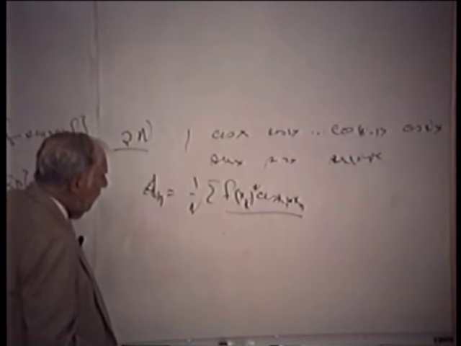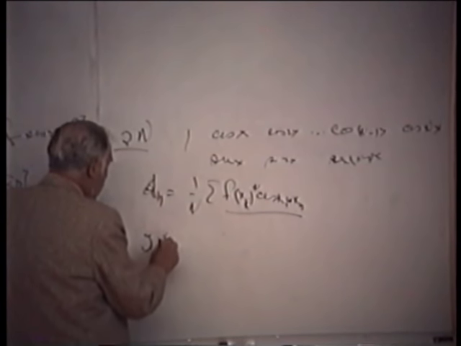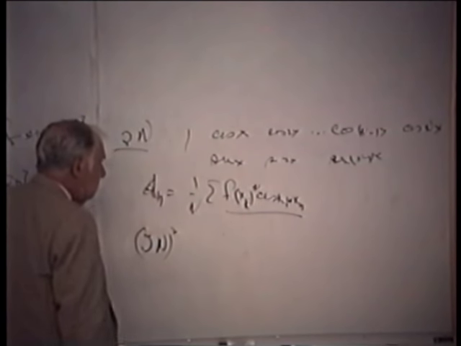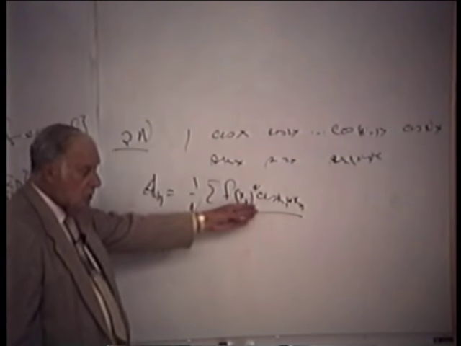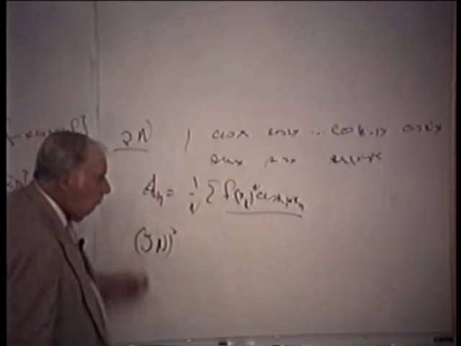And there are 2n coefficients, so it looks like 2n squared. I've got to do this for every one. 2n sum, 2n terms, 2n squared. Roughly, that's the amount of multiplications and the amount of additions I have to do. Looks like a lot of work.